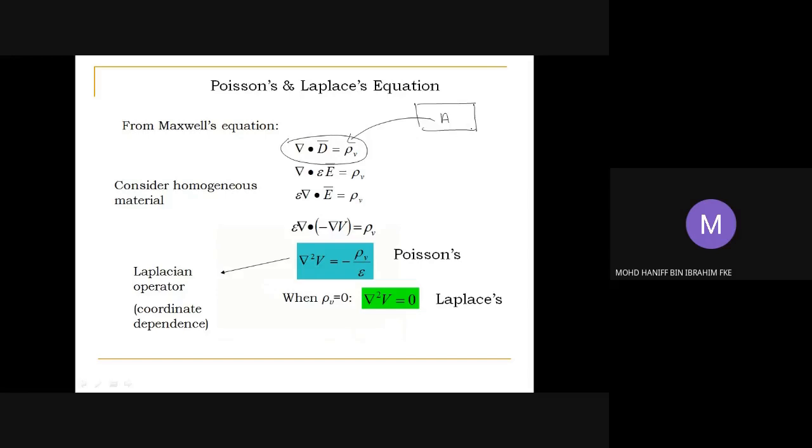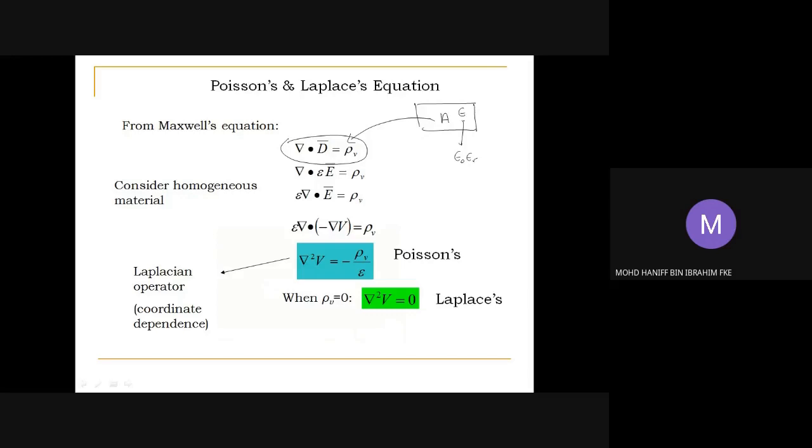If region A is a dielectric, the permittivity of this region will be given by epsilon, which is epsilon naught multiplied by epsilon R, the permittivity for a dielectric. We can then write that D equals epsilon E. Now assume that this dielectric is homogeneous.